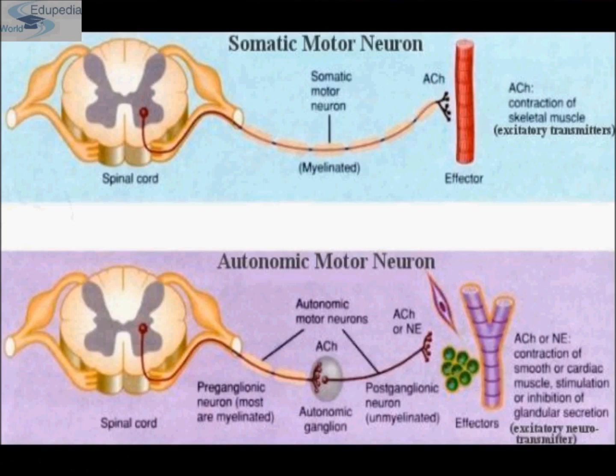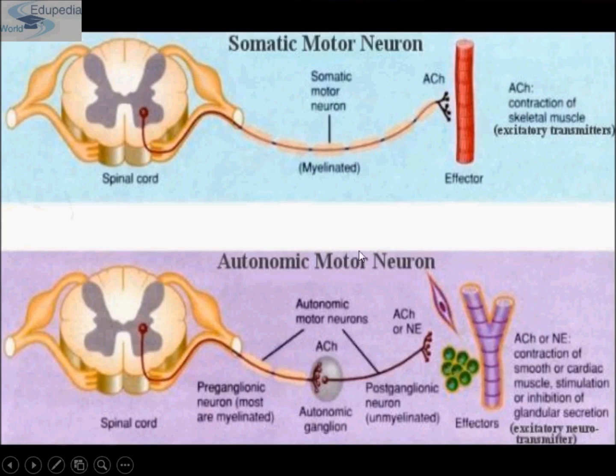You can say that the somatic nervous system relays information or impulses from the CNS to the effector muscle, that is your skeletal muscle here in this case. So the contraction of the skeletal muscle takes place because information is being transmitted from here to here.